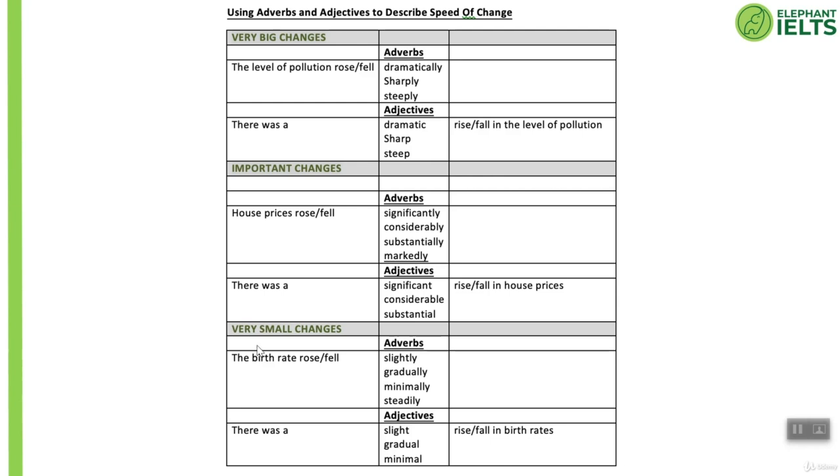For small changes, we use these adverbs and adjectives in the last columns. For example, we can say the birth rate rose slightly, or gradually, or minimally, or even steadily. If we're using a noun, we would say there was a slight rise in birth rates, or there was a gradual fall in the birth rate.